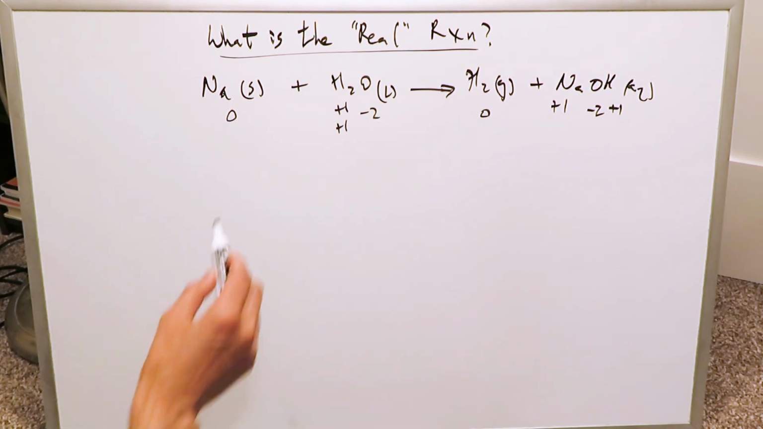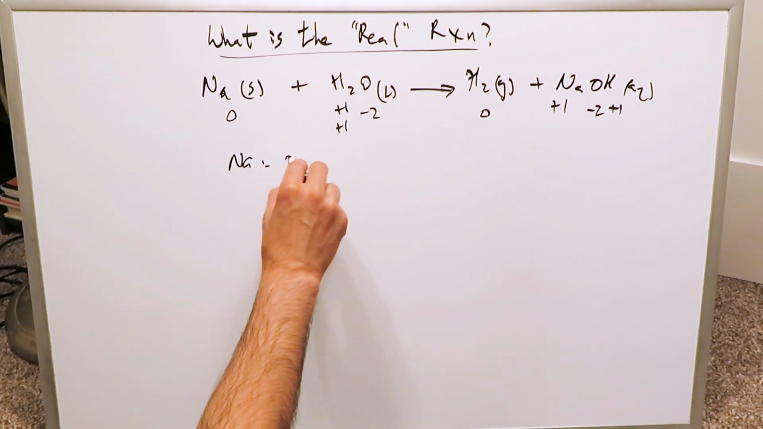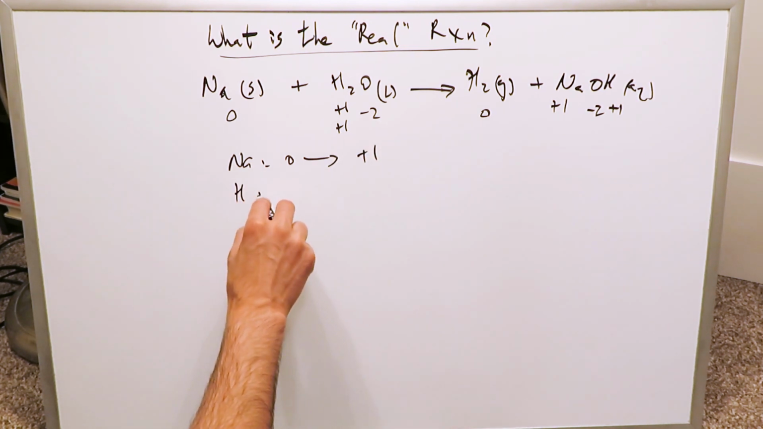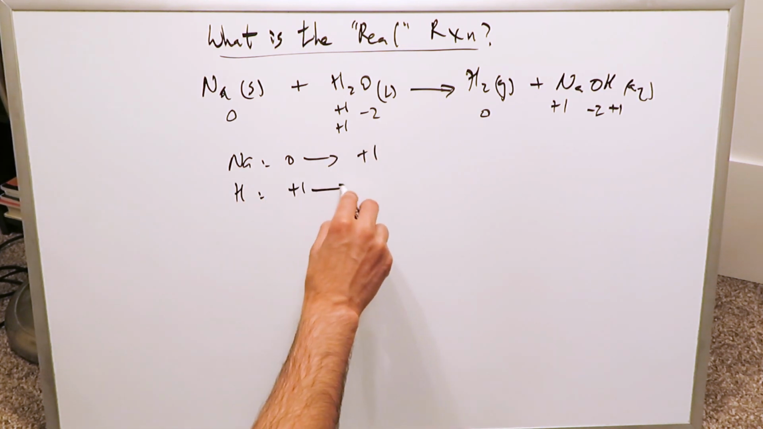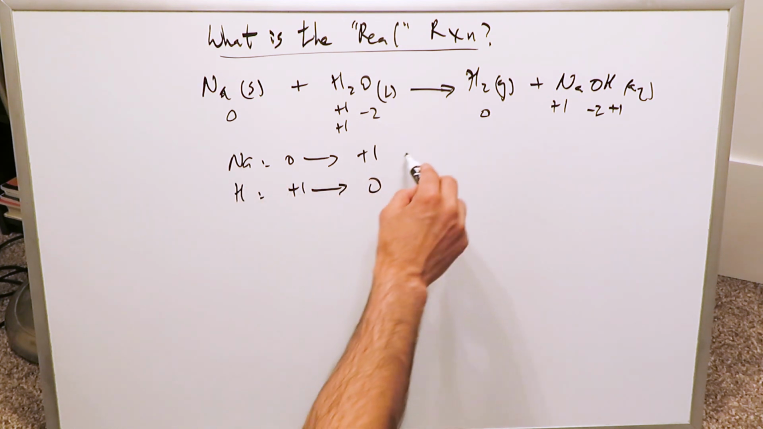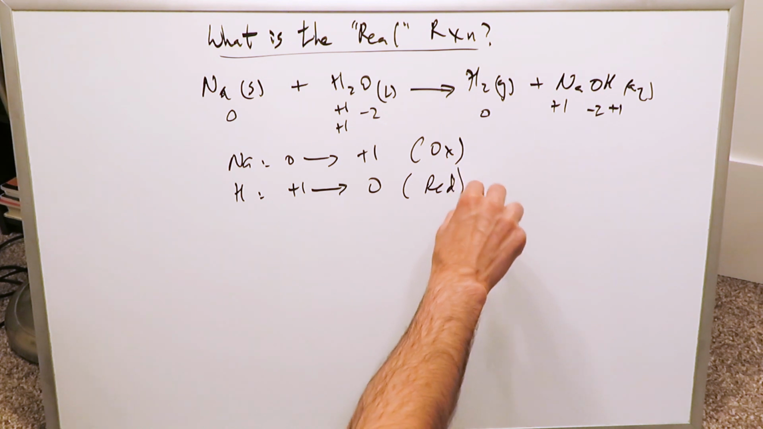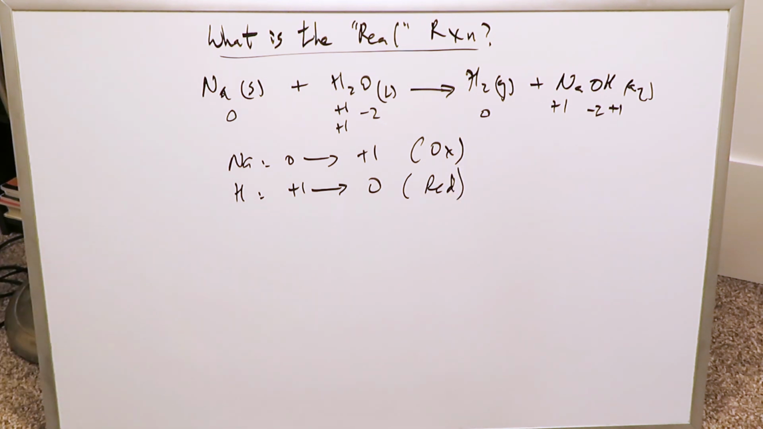The changes that you see are this. For sodium, you're going from a 0 up to a +1. Oxygen stays the same, but for hydrogen, you're looking here from a +1 to a 0. So you're seeing sodium is basically oxidized and hydrogen is reduced. So the underlying reaction must not be what you have on the top. It must be a redox reaction.